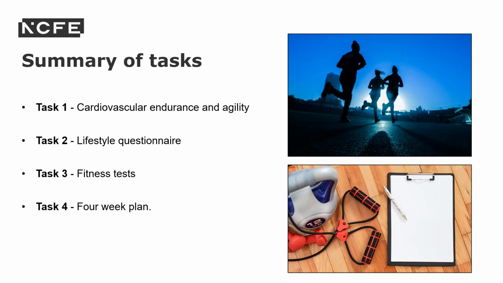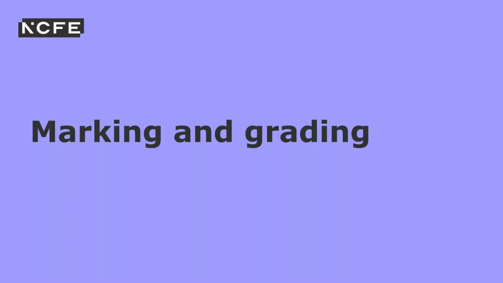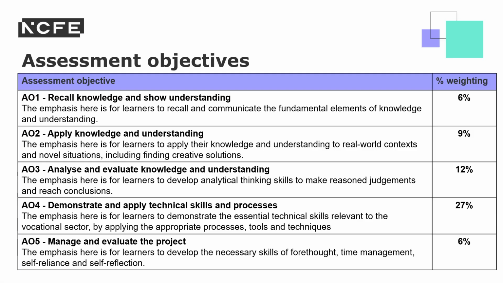Over the next few slides, I'm going to talk you through the marking and grading of the Synoptic project. The slide now shows the 5 assessment objectives. When it comes to assessing the Synoptic project, this should be done holistically. The Synoptic project accounts for 60% of the final grade. You'll be judging the project as a whole, and you'll be assessed against each of the objectives on the slide.